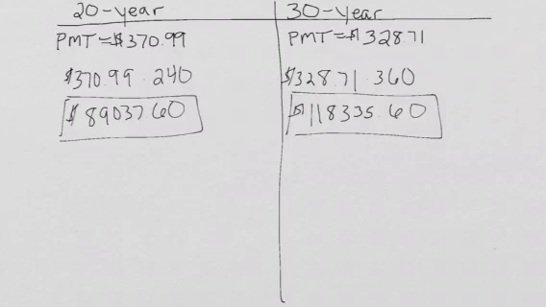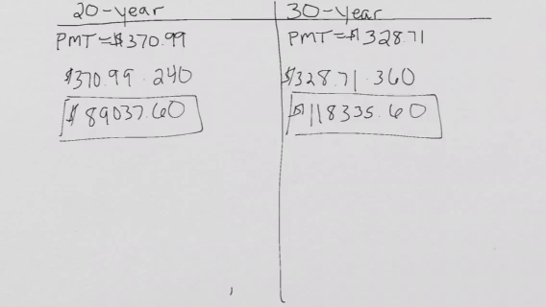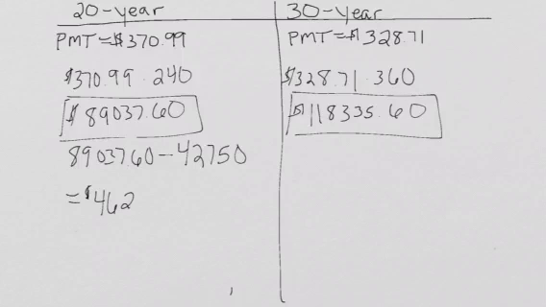Now we have how much money we're paying back for each one. Remember, we borrowed our mortgage of $42,750. So if we take that and subtract it from each total, $89,037.60 minus the amount that we borrowed, $42,750, gives me how much I had to pay in interest. So I had to pay $46,287.60 interest on the 20-year loan.